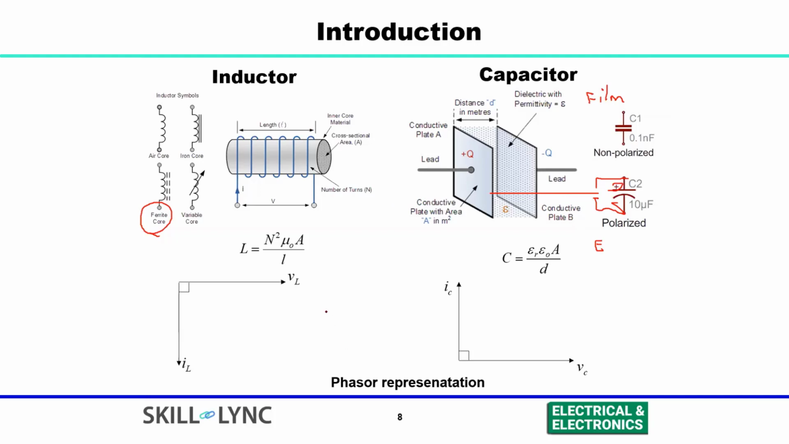When you see the phasor representation, if you consider an inductive load, the voltage leads the current by 90 degrees. Similarly, for the capacitor, the current leads its voltage by 90 degrees. So these are the phasor representations that we need to know for an in-depth understanding of the components.